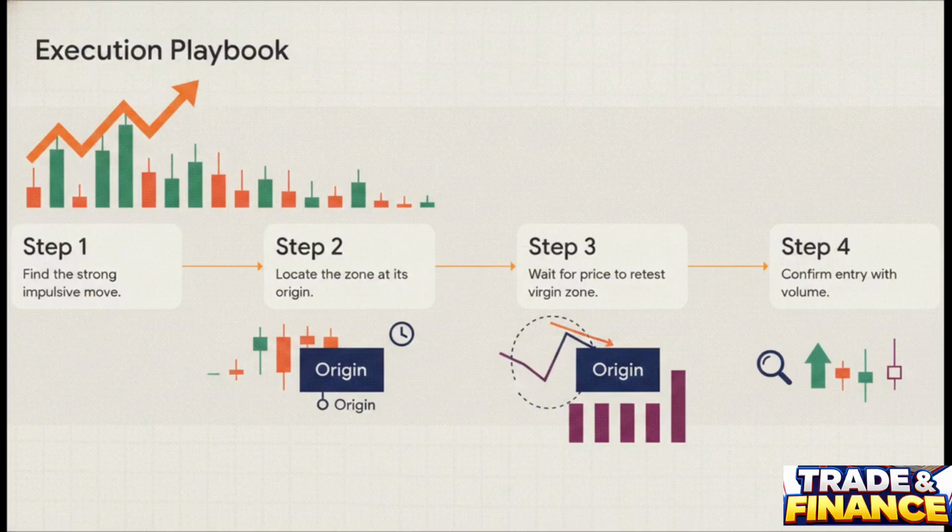So let's put it all together into an execution playbook. Step 1, find that strong impulsive move on your chart. Step 2, locate the order block or the consolidation zone right at its exact origin. Step 3, and this is the hardest part for most people, sit on your hands and wait for price to retest that virgin zone. And step 4, confirm your entry. You can do this by looking for a rejection candle, checking footprint charts for volume absorption, or just waiting for a lower time frame shift in structure.